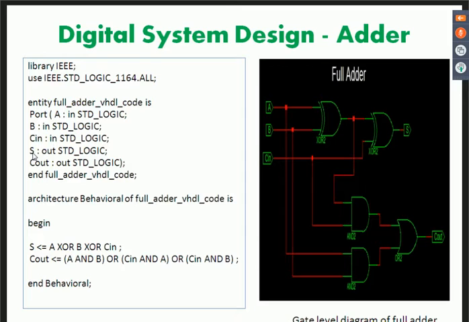Since S is an output signal, I have written out here. Then C out is also out. This is the entity part. This entity gives the physical structure of a system. Now under the architecture, we can describe the behavior of a system. If you look at this, under the architecture, I have implemented those expressions.